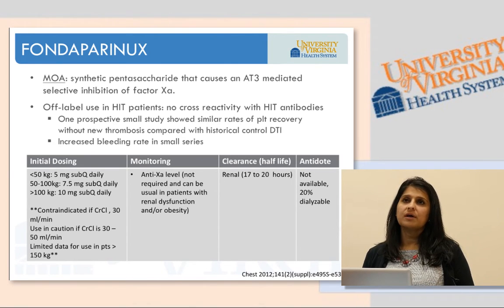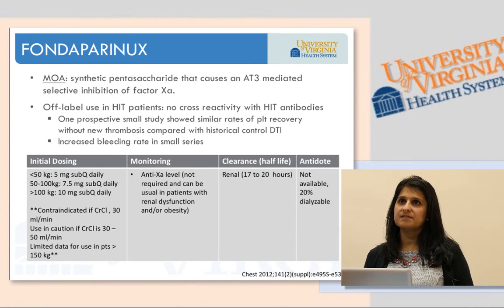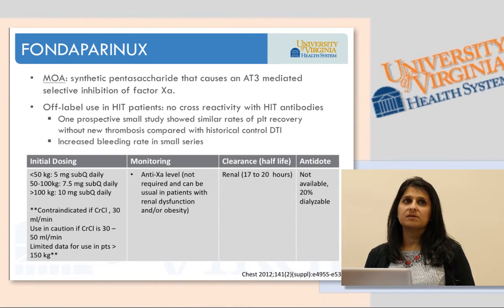However, there has been a small increased risk of bleeding with fondaparinux use, and partly it's because it's renally dosed. At UVA, while it's contraindicated in patients with creatinine clearance less than 30, we recommend not using fondaparinux for any patient with creatinine clearance less than 40. It has a very long half-life, 17 to 20 hours, and is renally eliminated, as I mentioned earlier, so there's possible accumulation, putting patients at risk for bleeding. There is no antidote available for this agent as well, and 20% of the drug is dialyzable. We can monitor anti-Xa levels, but they're really not required for every patient, only reserved for patients with obesity or renal dysfunction.